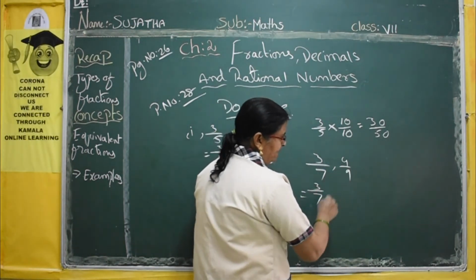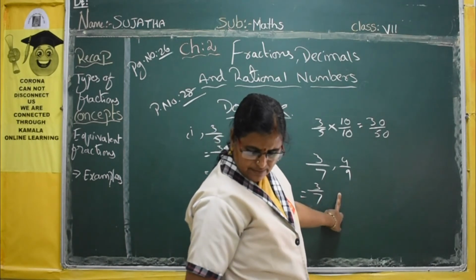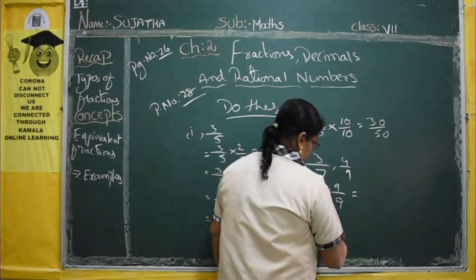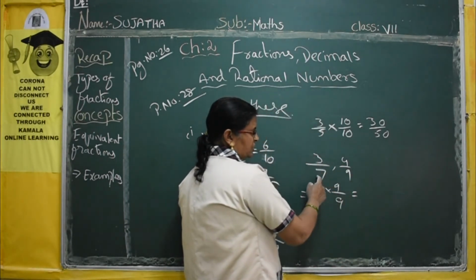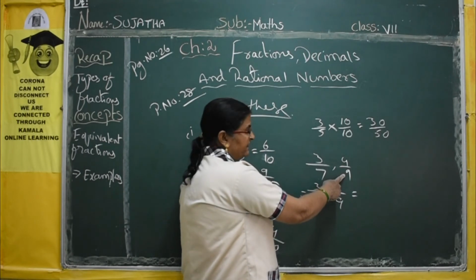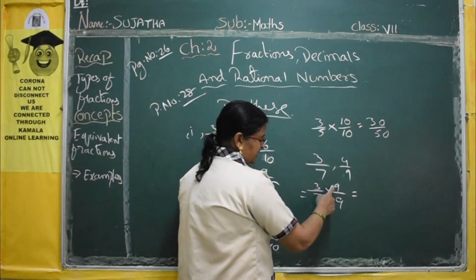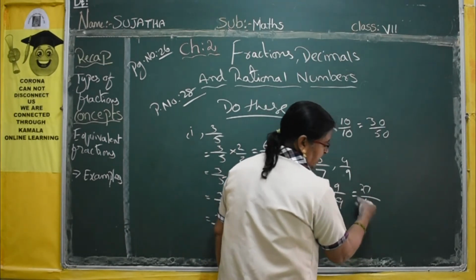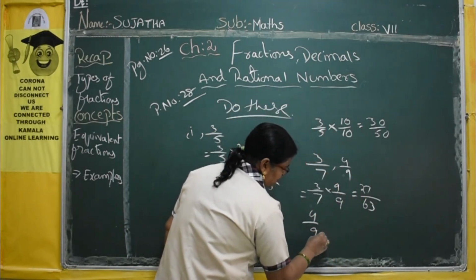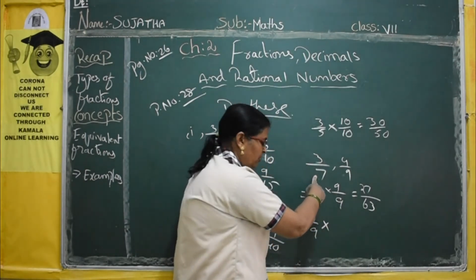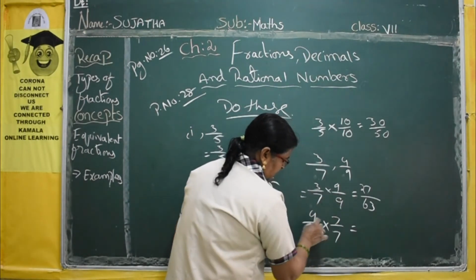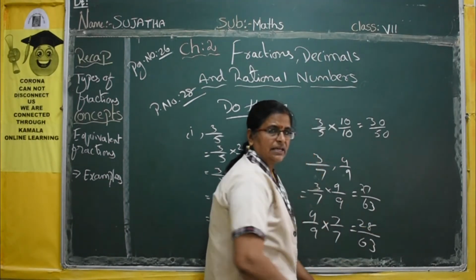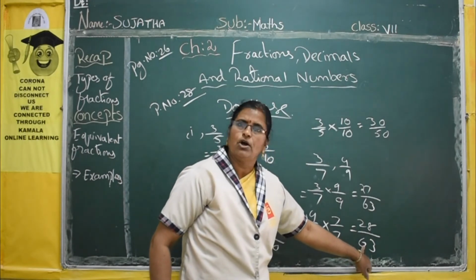3/7 you multiply by 9/9. Then what will you get? These are two fractions. The first fraction should be multiplied by the second fraction's denominator. That is 3 nines are 27, 7 nines are 63. Again, the second fraction should be multiplied by the first fraction's denominator. That is 7/7. Then what will you get? 4 sevens are 28. 9 sevens are 63. Listen here, 63, same denominators you got.